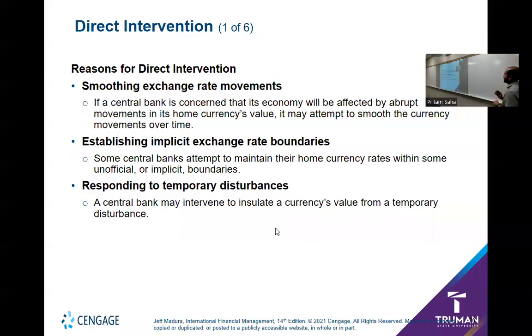In the last class, we actually stopped before intervention. Sometimes government intervene in the foreign exchange market for different reasons. So when we talk about interventions, there are mostly two types: direct or indirect.